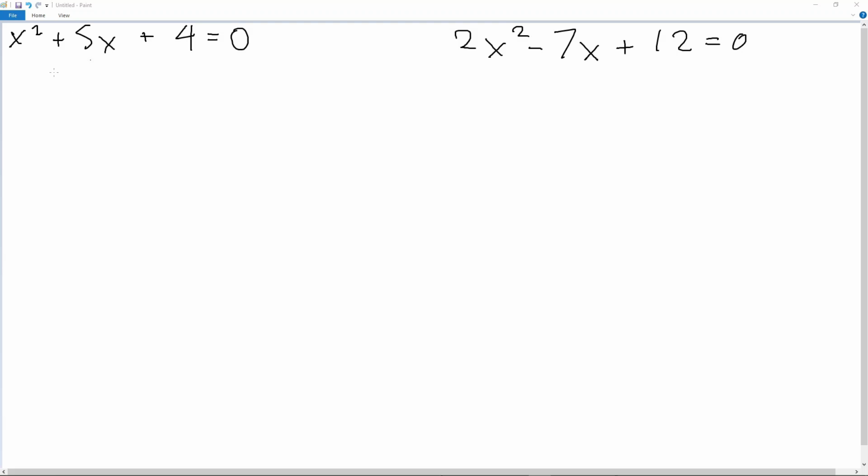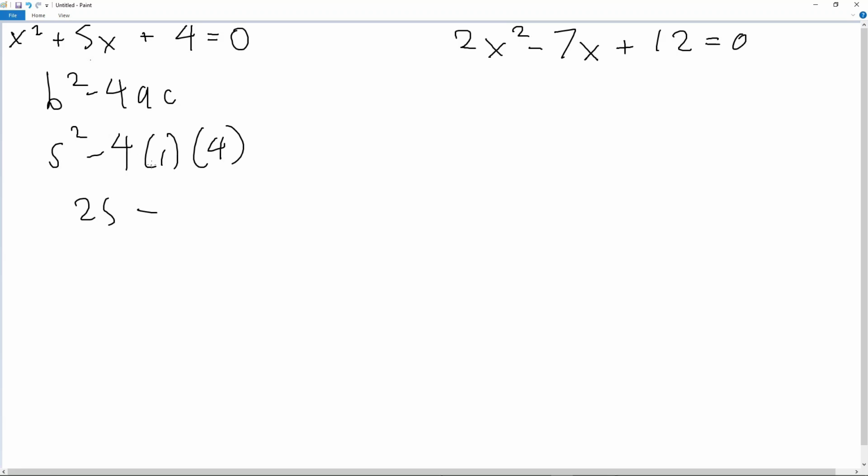Take these two examples. x squared plus 5x plus 4 equals 0. If you want to find a number of solutions that this will have, you can use the discriminant formula, b squared minus 4ac. b in this case would be 5 squared, then it would be minus 4 times 1 times 4. 5 squared is 25, 4 times 1 times 4 is 16. This equals 9. This means that there are 2 real solutions.